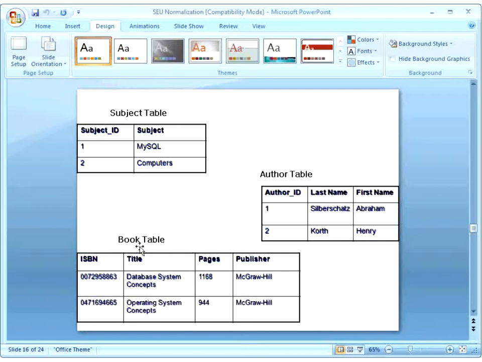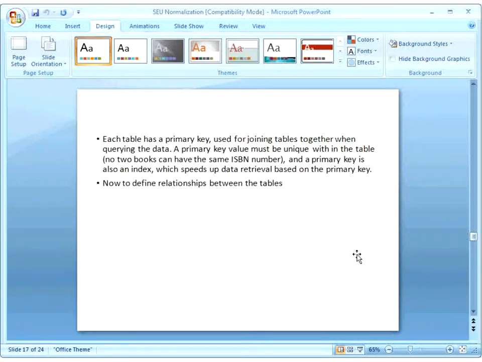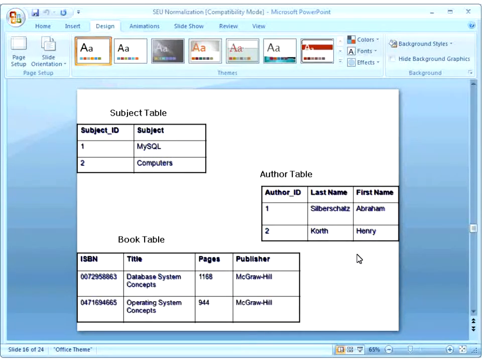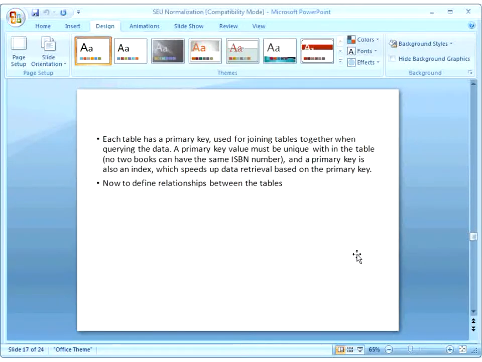So you can make a book table with ISBN, title, pages, and publisher, and you can make a subject table with subject IDs and subjects like MySQL and computers, and you can make an author table with author ID, first name, and last name. So now you are keeping all the information separately. Now each table has a primary key. Subject ID is the primary key of the subject table, author ID is the primary key of the author table, and ISBN, because it is unique, is the primary key of the book table.